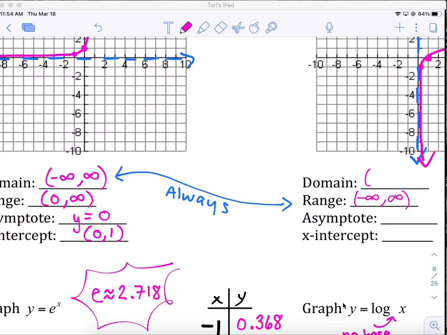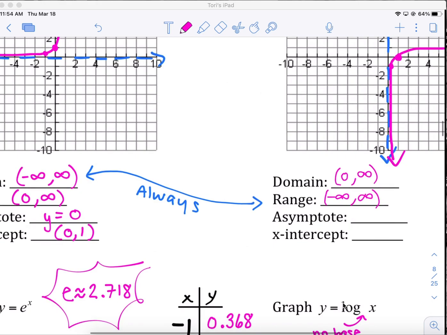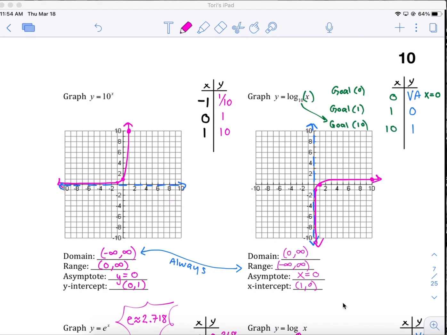The domain is going to look very similar to the range on the exponential. So it's going from 0 all the way to infinity on the right. My asymptote is now vertical at x equals 0. And my x-intercept is the switch. It's 1, 0. Okay, if you need to pause anything on this top problem, do that now. And then we'll talk about the bottom.